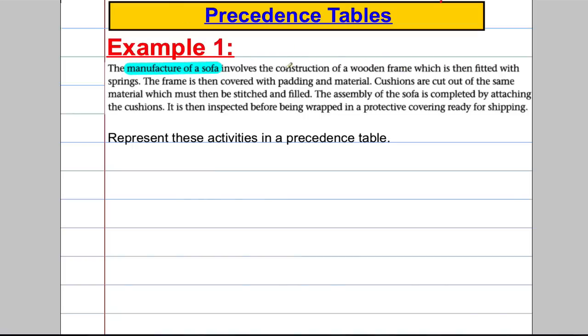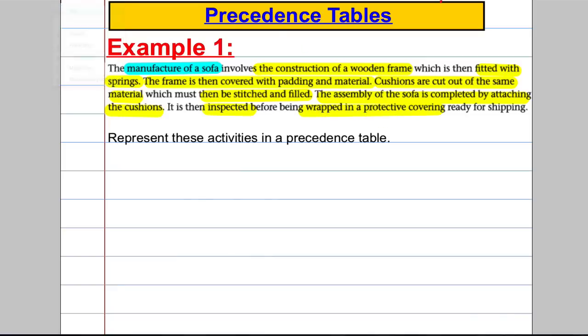The construction of a wooden frame, so that is one activity, which is fitted with springs. So you've got to fit the wooden frame with springs. That's another activity. The frame is then covered with padding material. So that's another activity. Cushions are cut out of the same material. That's another activity, which then must be stitched and filled. So the cushions must be stitched and filled. That's another activity. The assembly of the sofa is completed by attaching the cushions. That's another activity. Then it needs to be inspected and then it needs to be wrapped in protective covering.